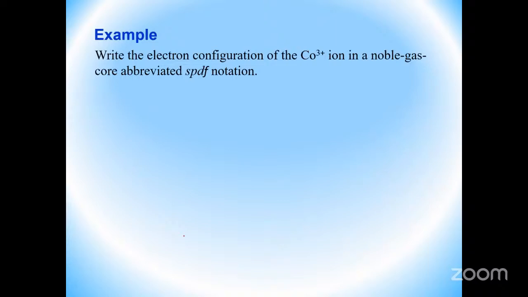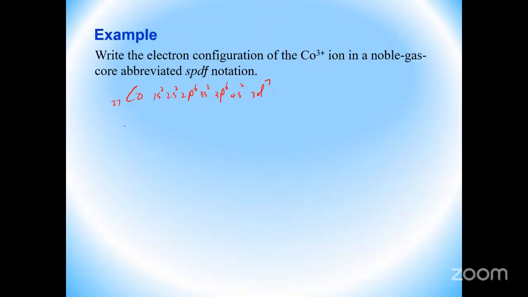All right. So here is a question. It says, write the electron configuration of Co3+ in the noble gas core abbreviated spdf notation. So cobalt has an atomic number of 27, right? Co is 27. So what I'm going to do is write down the electron configuration, which is 1s2, 2s2, 2p6, 3s2, 3p6, 4s2, and then 3d to make 27. So that's 3d7. That would be the electronic configuration of cobalt.